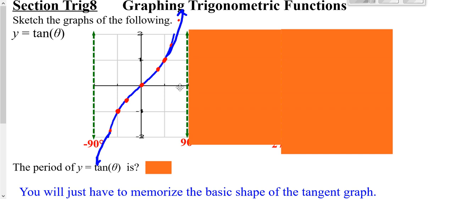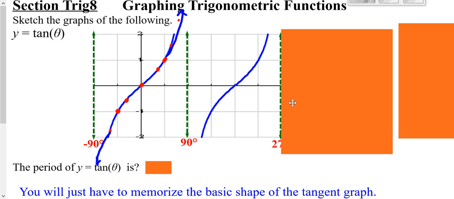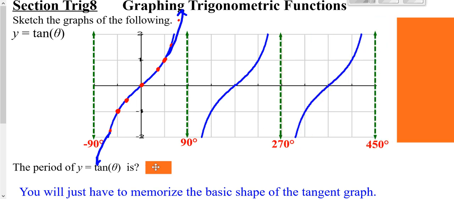Also, your tangent graph would repeat. In this case, tangent goes from negative 90 to 90, which is 180, and you also know from your unit circle that it repeats every 180 degrees. And so this is what your tangent graph looks like. And your period would be 180. Or if you're dealing with radians, you know it would be pi. You need to be familiar with the way your tangent graph is going to look because you're going to have to deal with that when you are doing assessments, so just be aware of that.